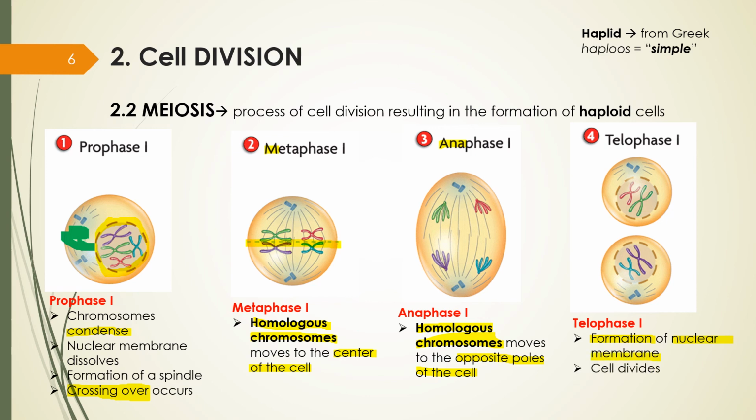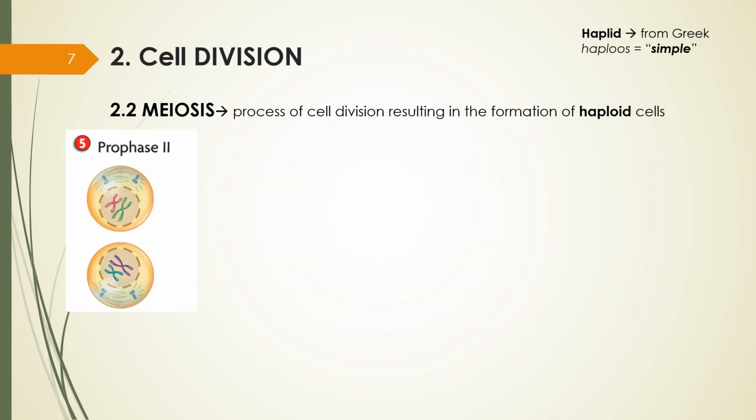That's it. So I form two cells that have half of the chromosomes. Half of the chromosomes here, half of the chromosomes over there. This is meiosis 1. It's not over. Meiosis has more. Meiosis 2. What happens again?